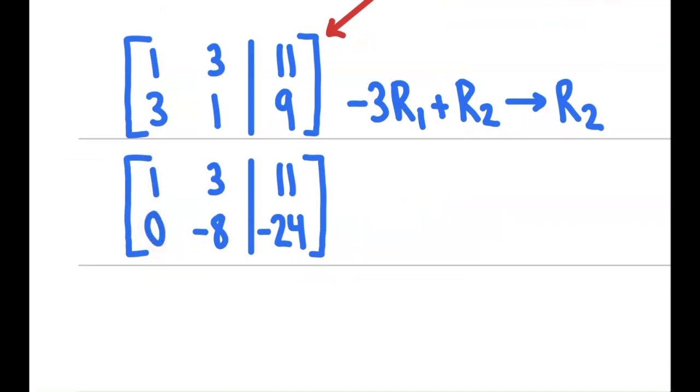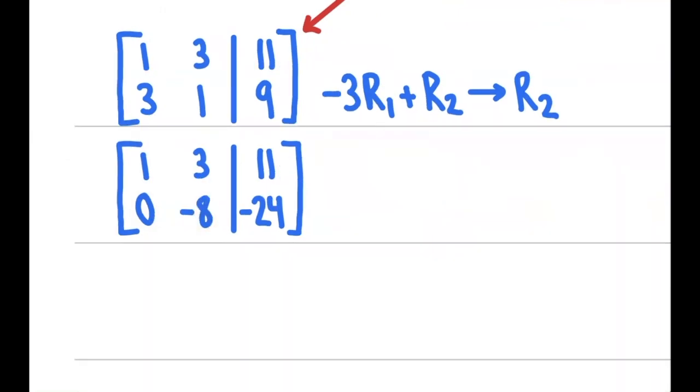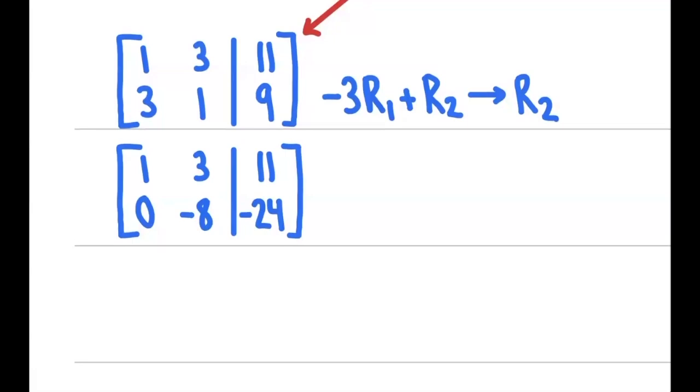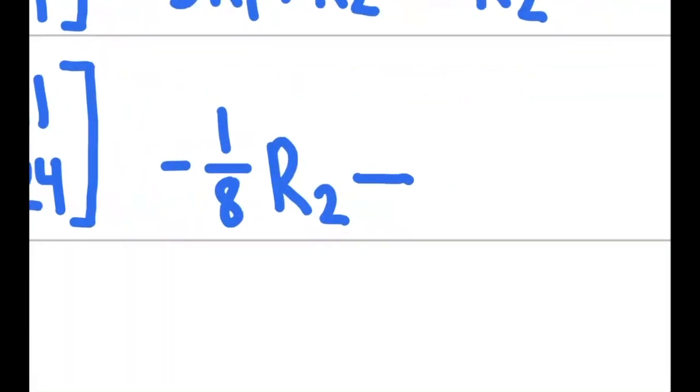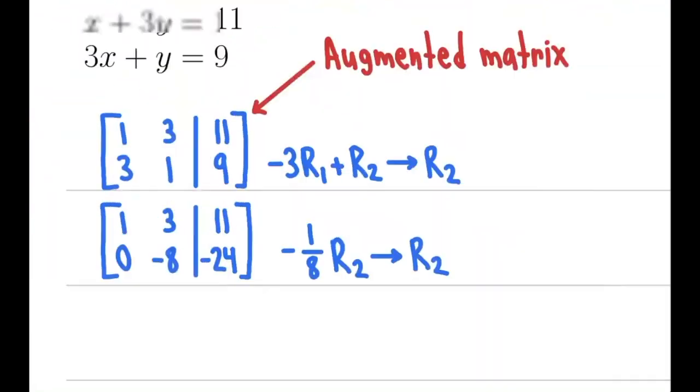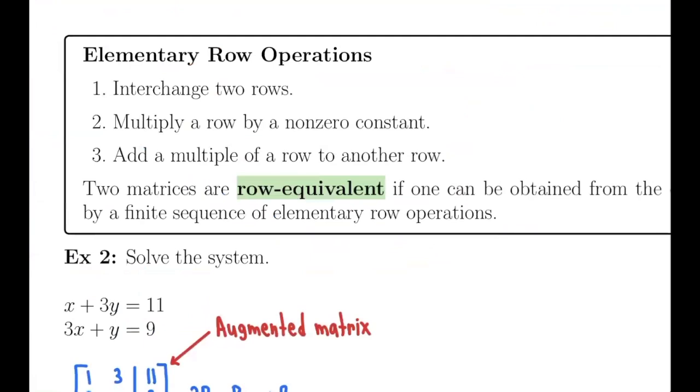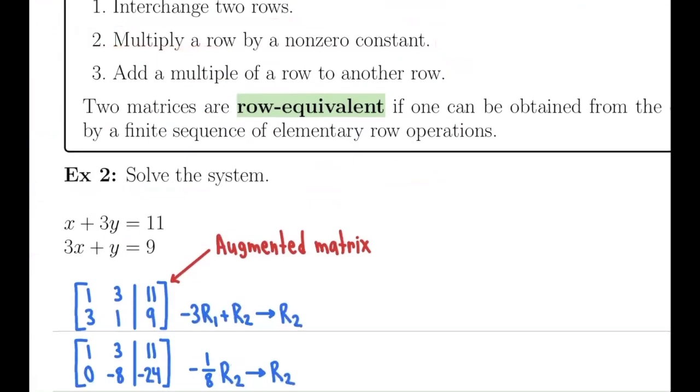Now I want a 1 here. So how am I going to make that -8 a 1? Let's just divide -8. Like we're multiplying -1/8 to the bottom row. Exactly, yeah. So we just have to do -1/8 times the second row, and that's going to replace the second row. So that's one of the elementary row operations, is multiply a row by a non-zero constant. We're allowed to do that.